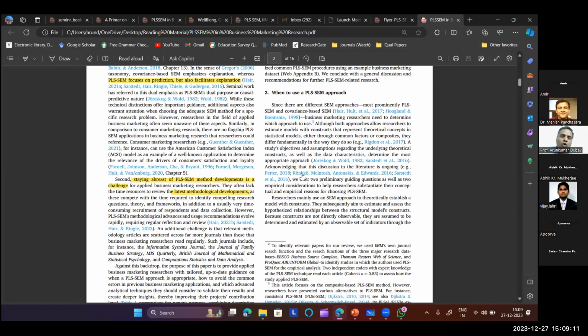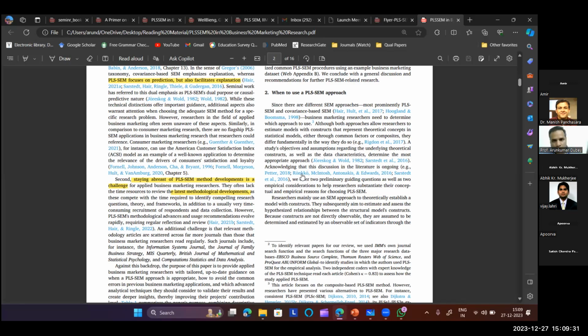Rönkkö, in fact, was a hard critic of PLS-SEM. He came with his own arguments and refuted that PLS-SEM is nonsense and not structural equation modeling, and its use should be discontinued unless the developers answer the questions that he raised. That's why I've given you that paper. If you get time, just read it.